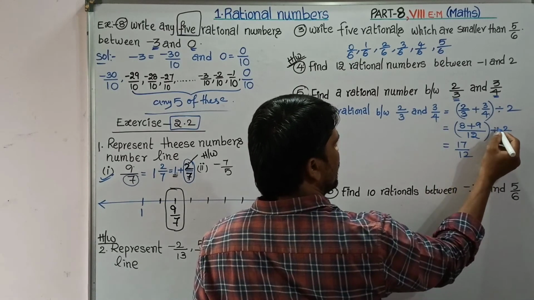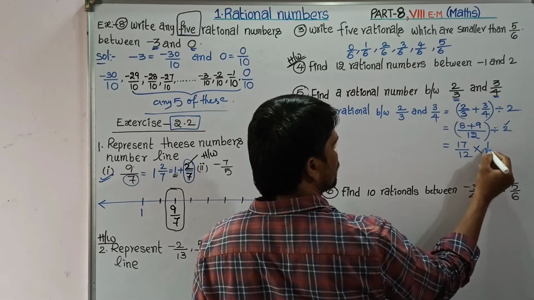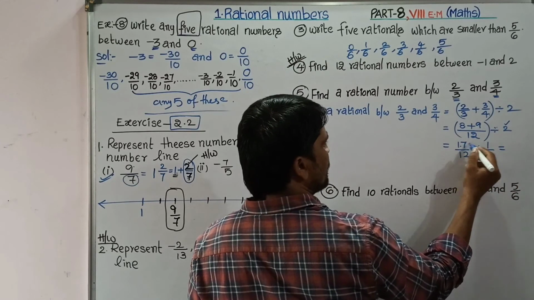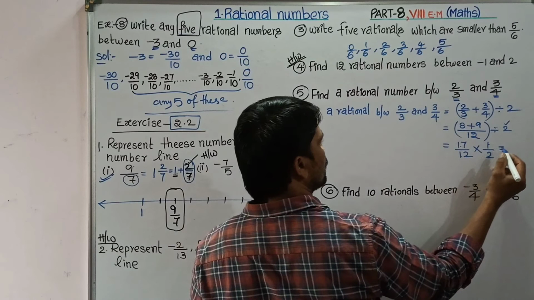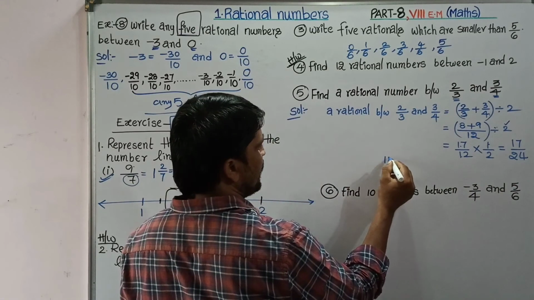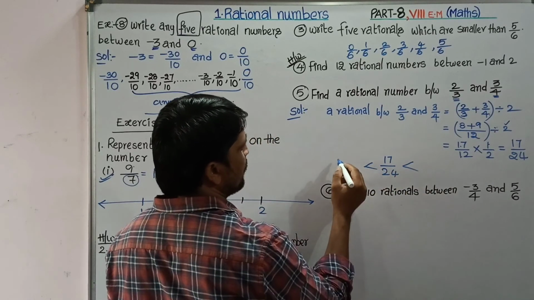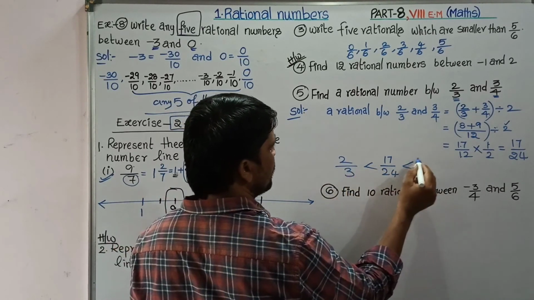17 by 12, the division symbol may change into multiplication. Consider the reciprocal of 2, that is 1 by 2. So 17 ones are 17, by 12 twos are 24. 17 by 24. Yes, 17 by 24 is a rational number that lies exactly between 2 by 3 and 3 by 4.